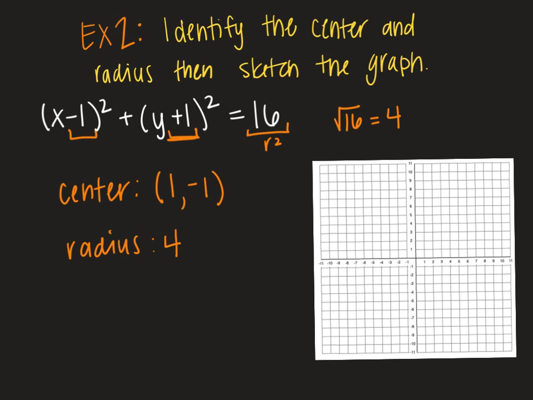Now I'm going to find my center. I go to 1, negative 1, which is right here, and then I'm going to go out 4 in every direction: 1, 2, 3, 4, and again in each direction. So my circle, whoa, that's off, is going to look something like this. And that's the graph of my circle.